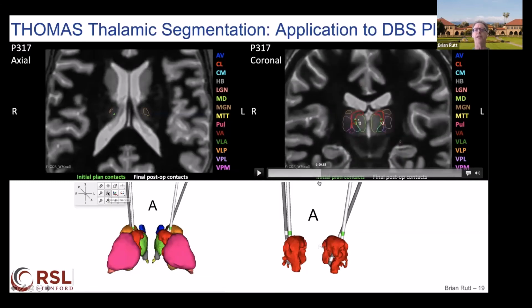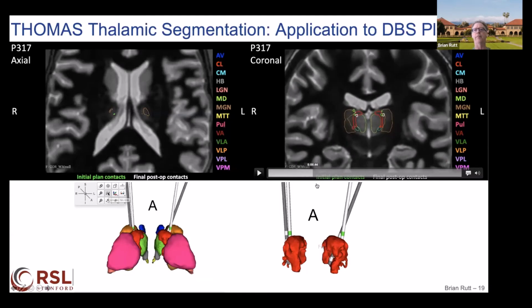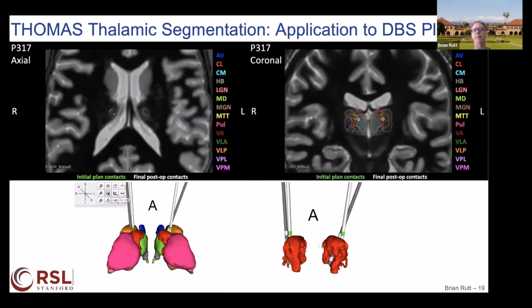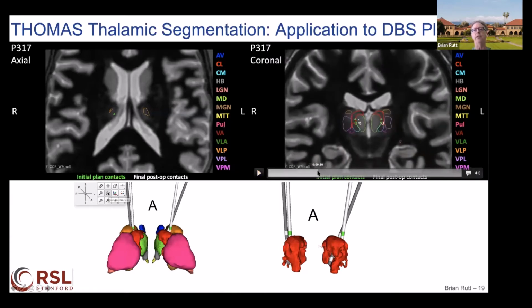So now we see the initial plan in green. Those are the 4 contacts that I'm panning through, and the final contacts in white. And we obtain those by doing a 30-day postoperative CT, segmenting the CT and then registering that back to the preoperative MRI. So you can see we missed a little bit, especially on the right side here. The left side was better.